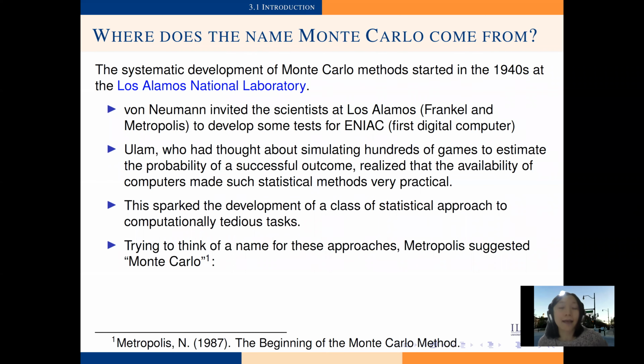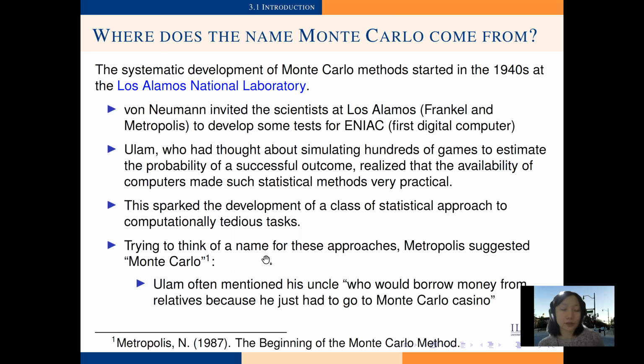When von Neumann asked them to come up with a name for these approaches, Metropolis suggested Monte Carlo. This was partly due to the fact that Ulam often mentioned his uncle who would borrow money from all the relatives because he just had to go to the Monte Carlo casino in Monaco. At the same time, the name Monte Carlo, which is related to the casino, perfectly captures the spirit of randomness for these kinds of procedures.